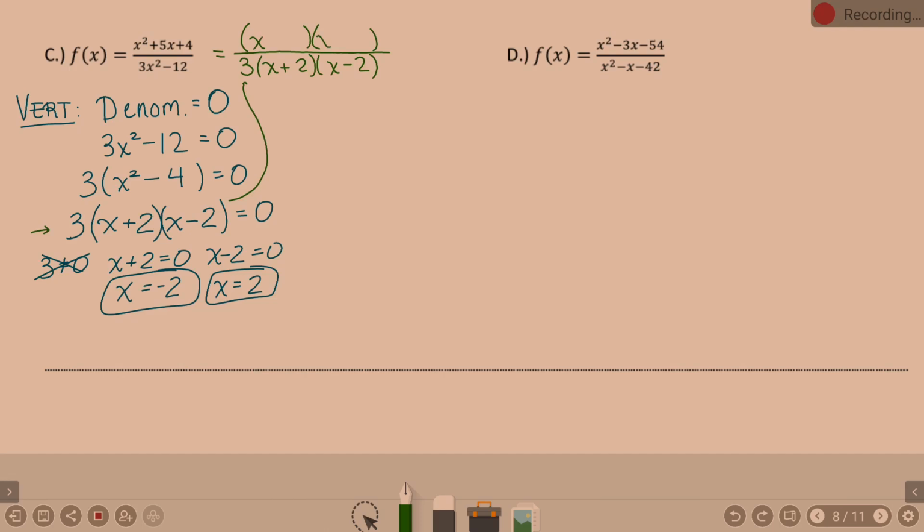X squared is x times x. What multiplies to be 4? 2 and 2 won't work here. 4 and 1.